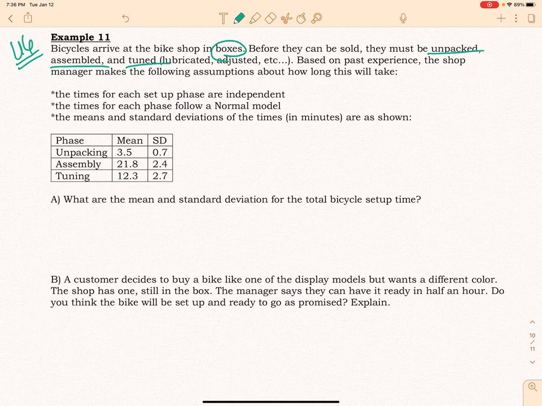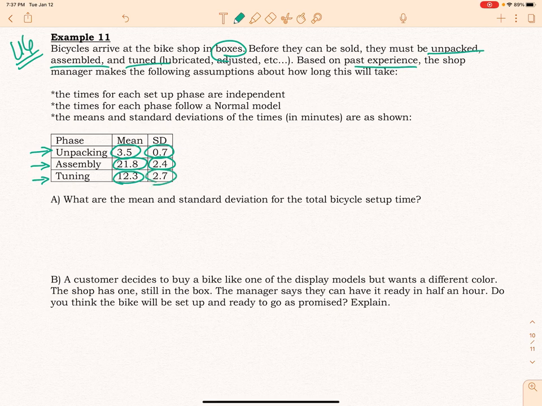Based on past experience, this shop manager has collected data over time. He has found that on average, the unpacking process takes 3.5 minutes with a standard deviation of 0.7. The assembly process, 21.8 minutes on average with a standard deviation of 2.4. And tuning the bike, an average of 12.3 minutes with a standard deviation of 2.7.